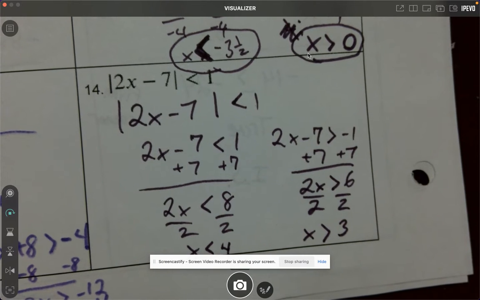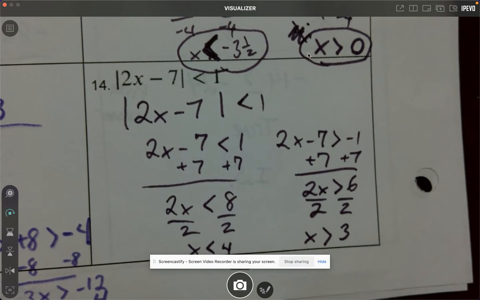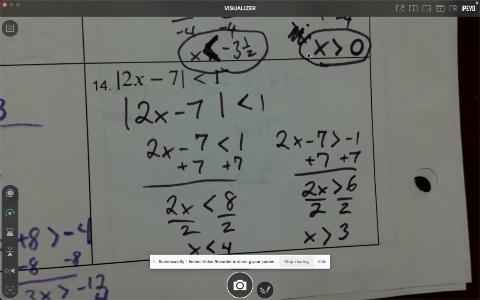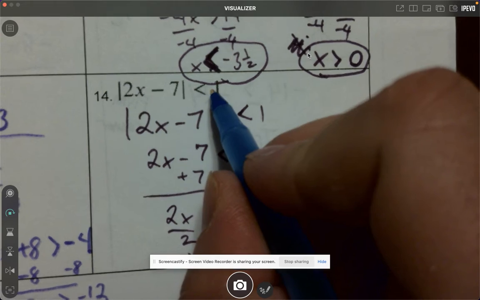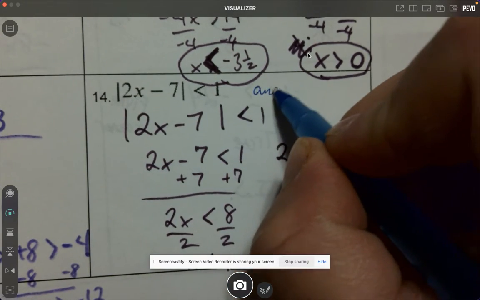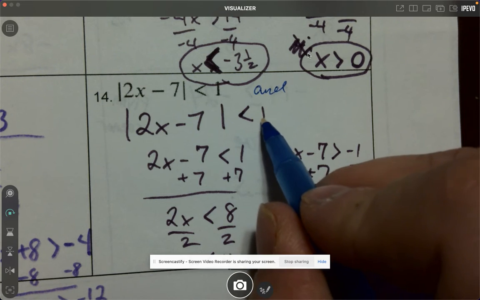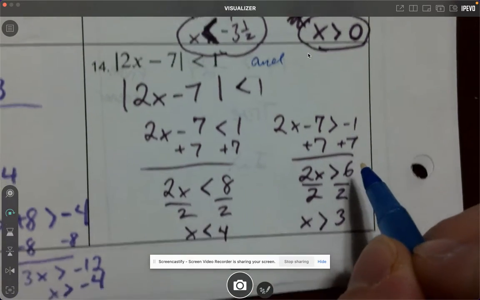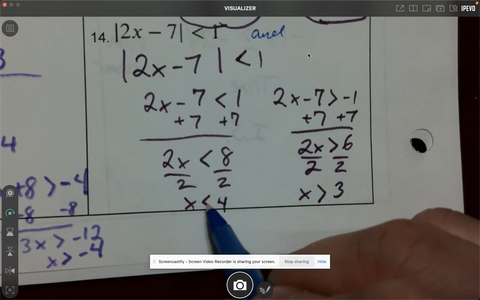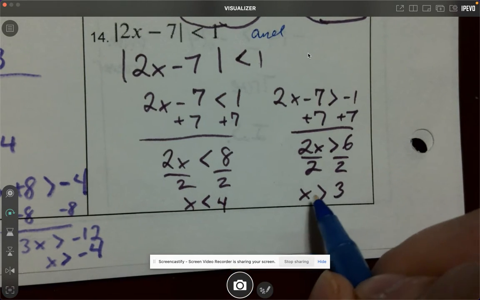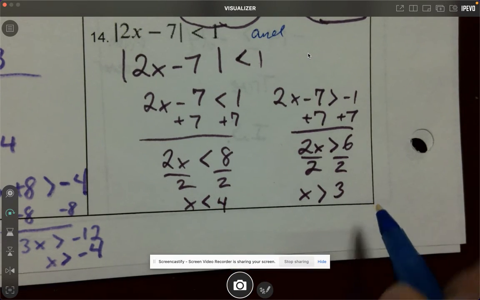Number 14. Well, this is pretty easy compared to what we just did, but you make our two scenarios. Again, it's less than, so I know it's going to be another barbell. And when I make my negative version, I switch the sign, and hopefully you solved it and you got x is less than 4 and x is greater than 3.